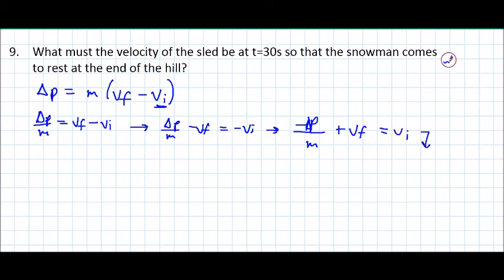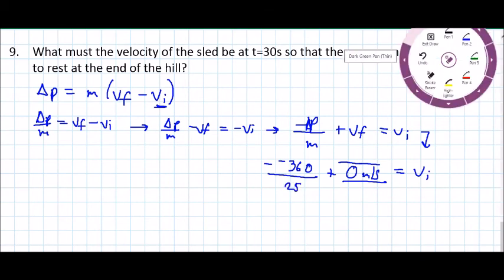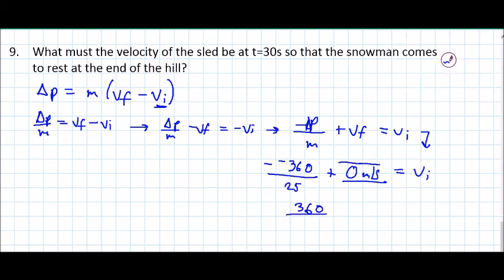So now let's just plug in the numbers. We have negative 360 over m plus 0, which is because he comes to a stop, so he will have 0 meters per second velocity. Let's not forget that this becomes positive, so if we want to just make it more clear, it was 14.4 meters per second.